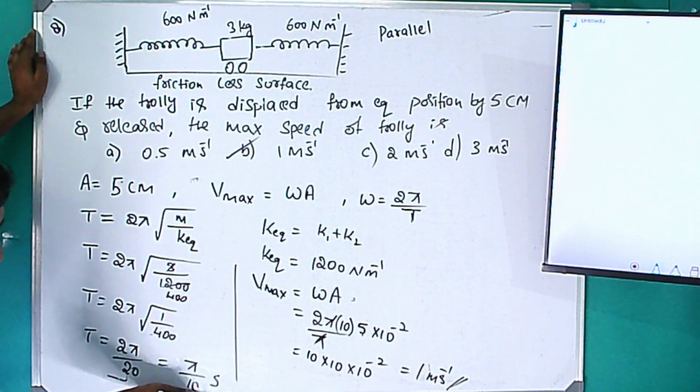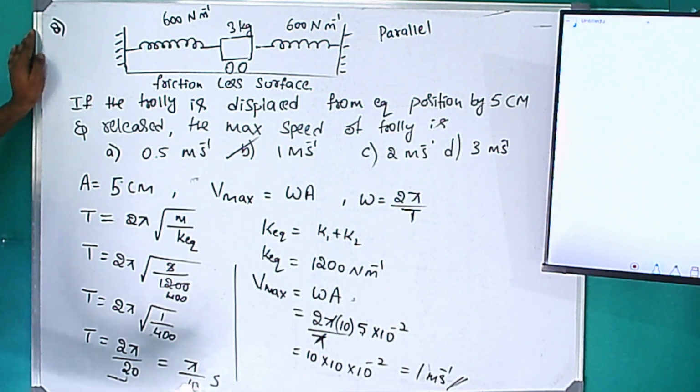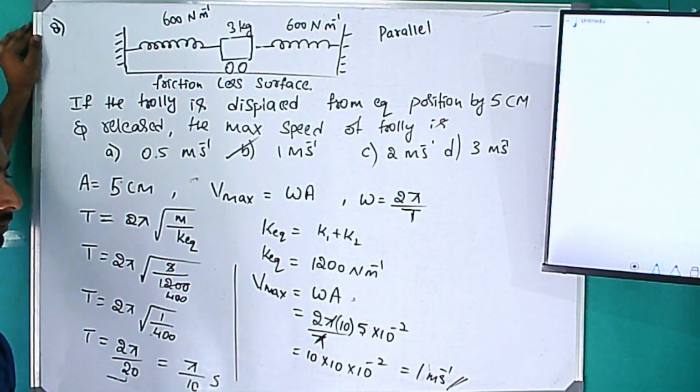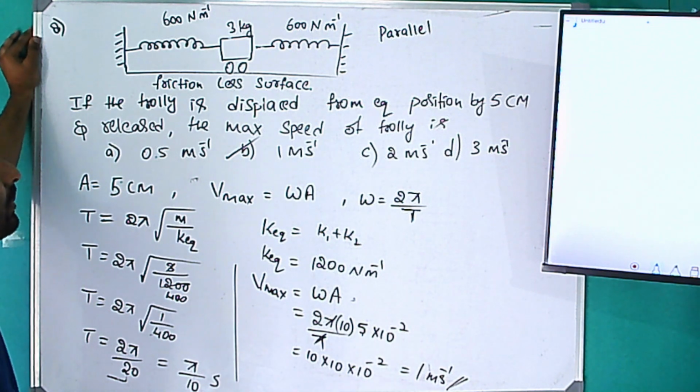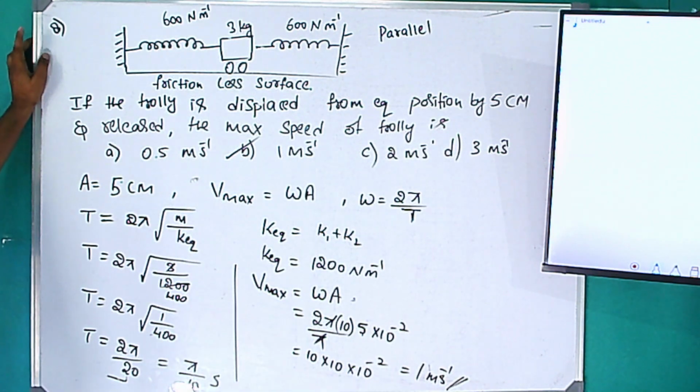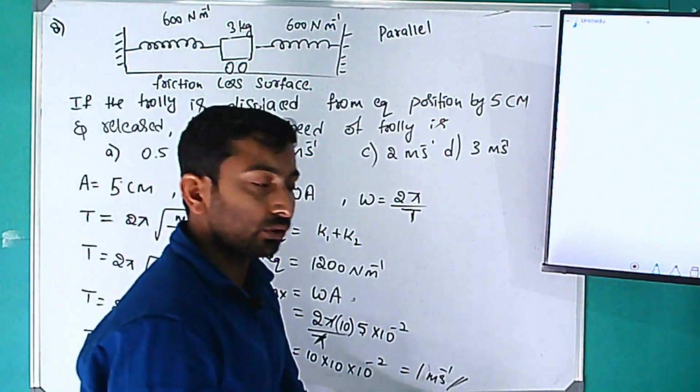Is it visible? It seems the downside is slightly cut off. This is pi by 10. Done? Please make a note on this. I'm going to remove it. Three, two, one. Done. So I'm going to solve the next question.